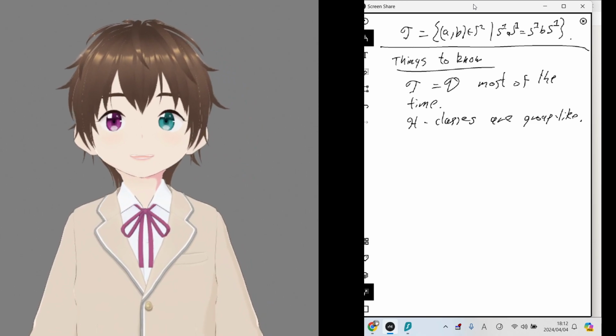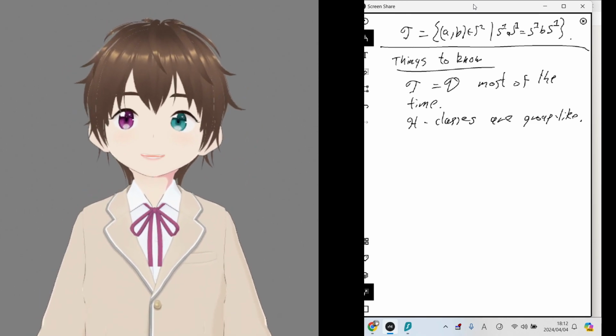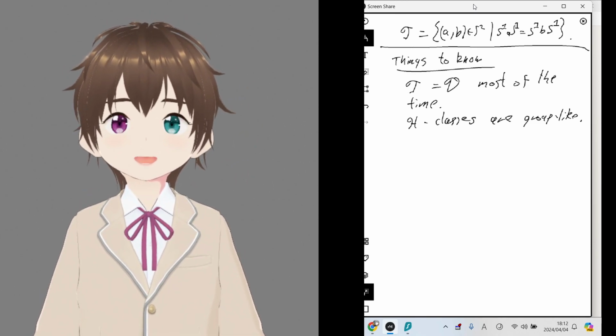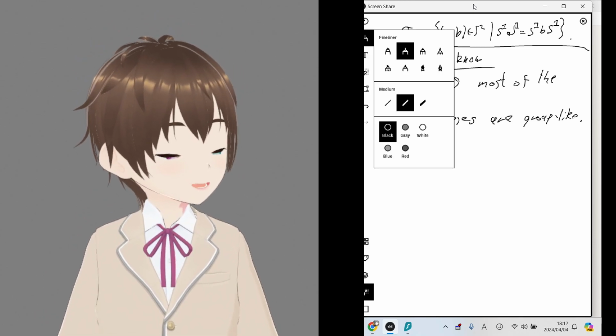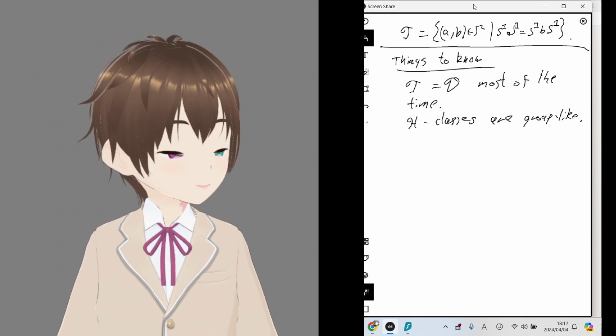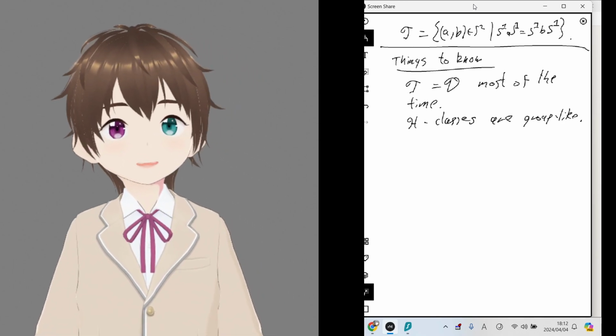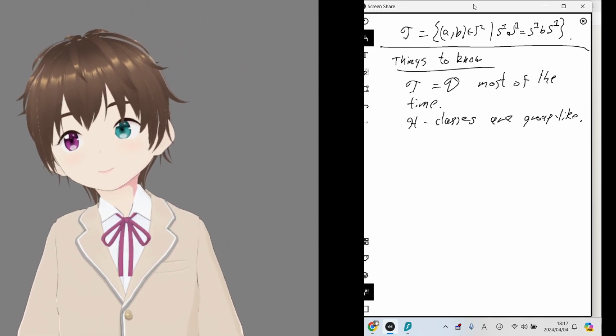There are some semigroups which have all their H classes being groups, and these are called Clifford semigroups, which is a slightly broader class of things than just groups. And in groups, all of these relations are just the universal relation, so it's really trivial, which is why group theorists don't think about these things very much.